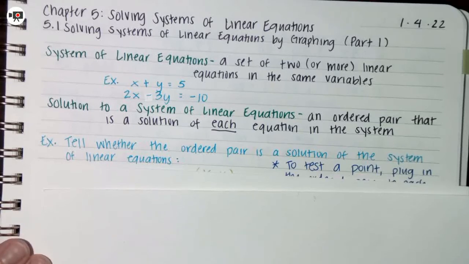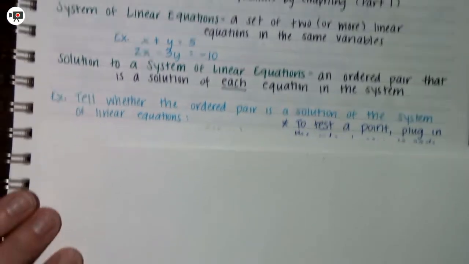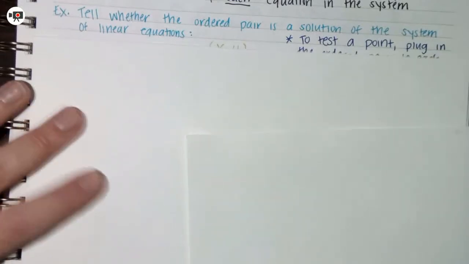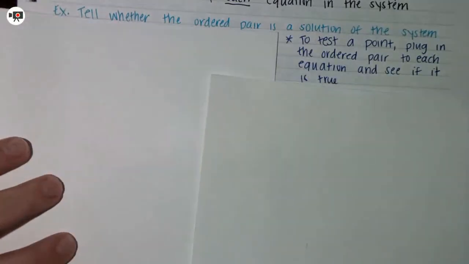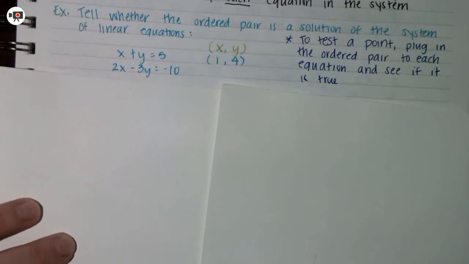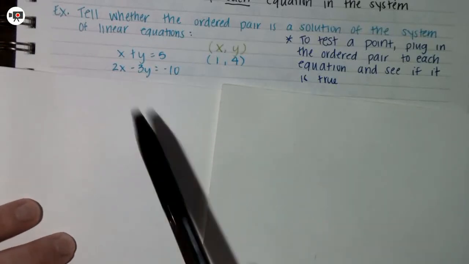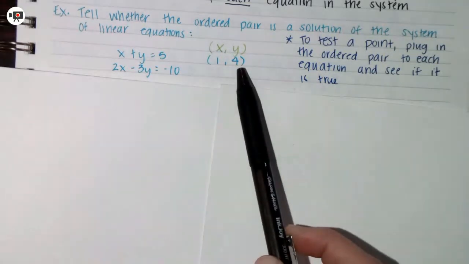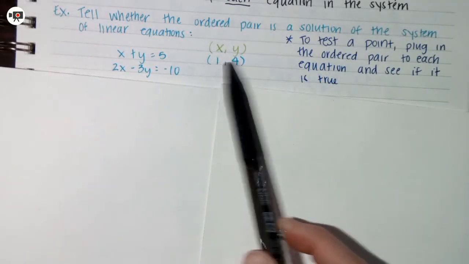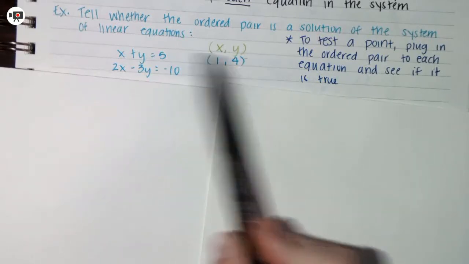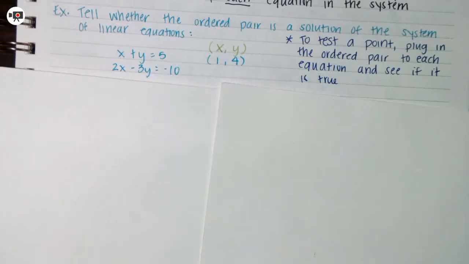So we are going to test a few of them and see if the ordered pair is a solution to the system of linear equations. To do that, we are going to plug in the point to those equations and see if we get a true statement in the end. So if I have my equations, x plus y equals 5, and 2x minus 3y equals negative 10, and I have the given point (1, 4), remember ordered pairs are listed as x, comma, y. That's how they always are. We're going to take (1, 4) and plug it into each equation and see if I get something true.